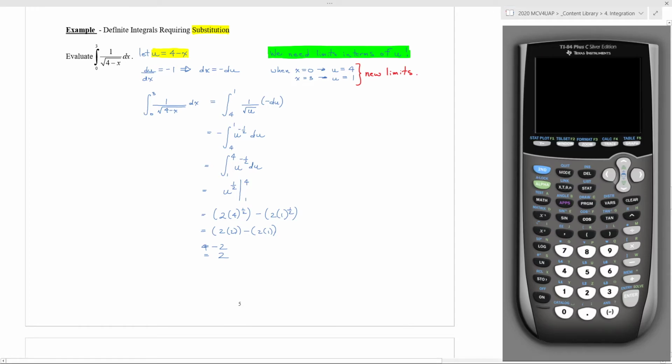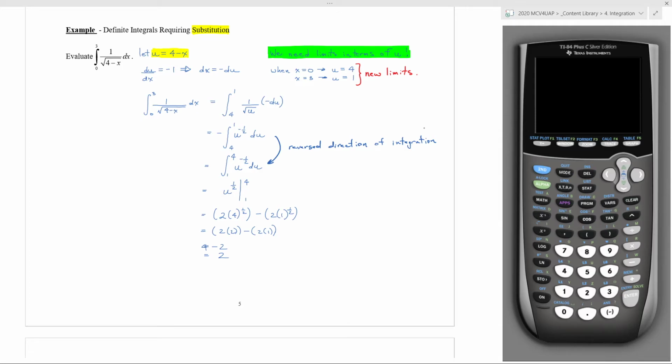Maybe I'll write that down here. You don't have to do that. The main reason I did it is that it gets rid of the negative sign. That's really the only reason I did it. Okay? You do not have to have the 1 at the bottom and the 4 at the top. We could have done it with the 1 at the top and the 4 at the bottom. I just did it to get rid of the negative sign.